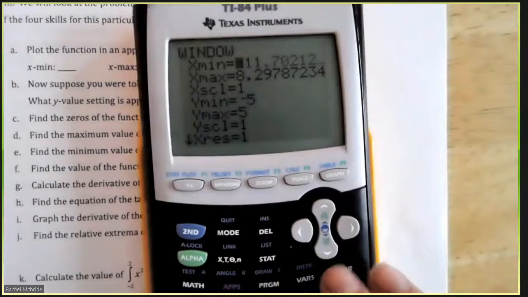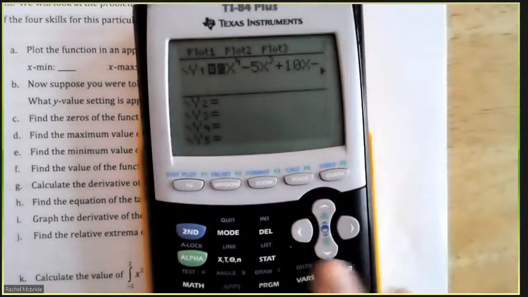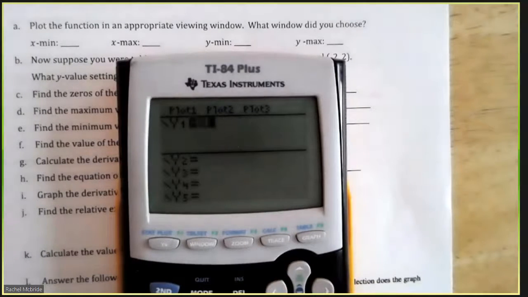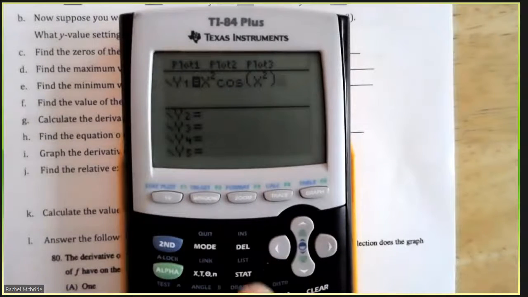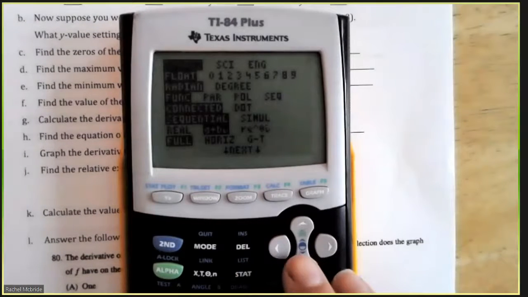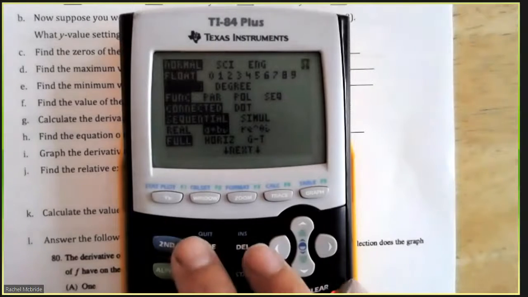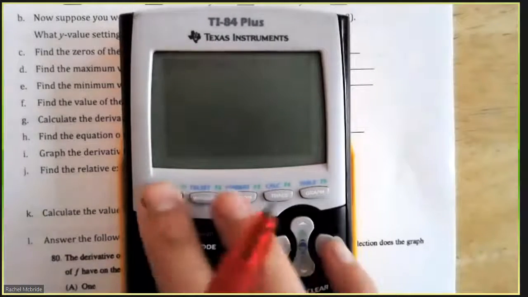So let's consider this first function. We're going to go to y equals and type in x squared cosine x squared. And I always like to, because I'm kind of cautious, make sure my calculator is in radian mode, because if you're in anything other than radian mode, your answers aren't going to match the AP exam.